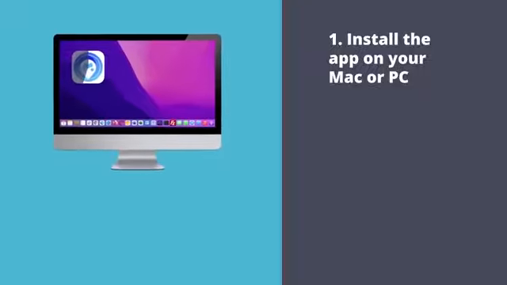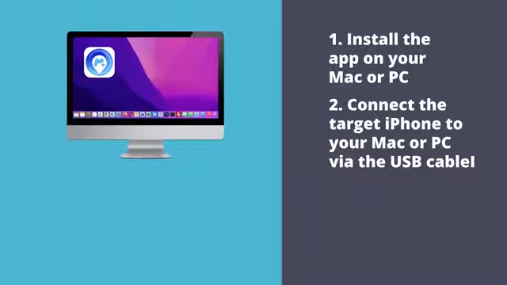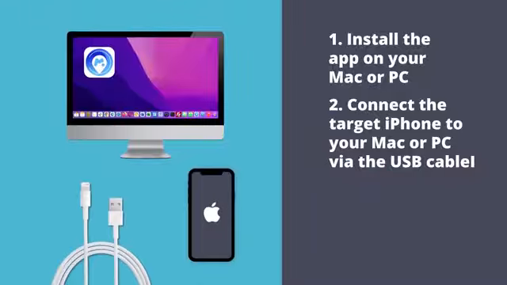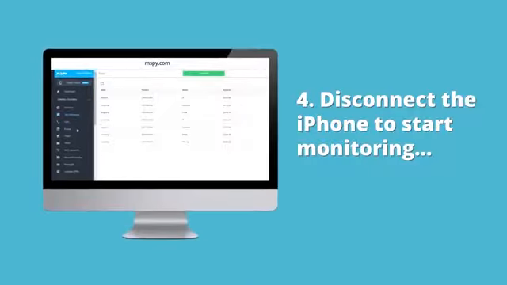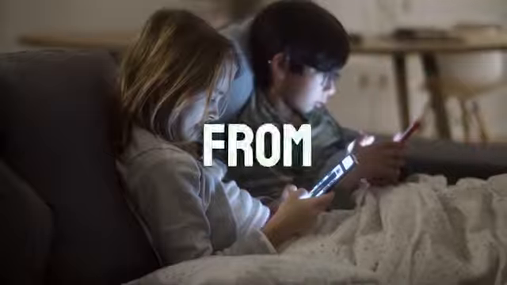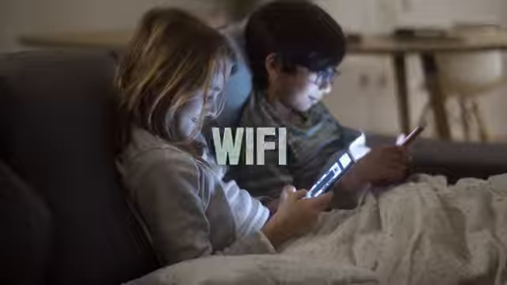Install the app on your Mac or PC. Connect the target iPhone to your Mac or PC via the USB cable. Allow the app to retrieve information from the iPhone via Wi-Fi. Disconnect the iPhone to start monitoring. Once set up, you'll receive data from their phone whenever they are connected to the same Wi-Fi network.